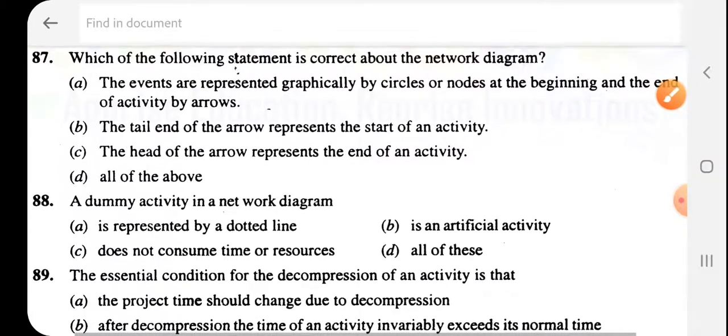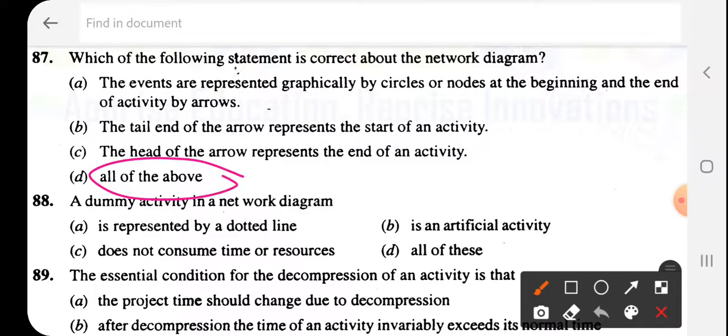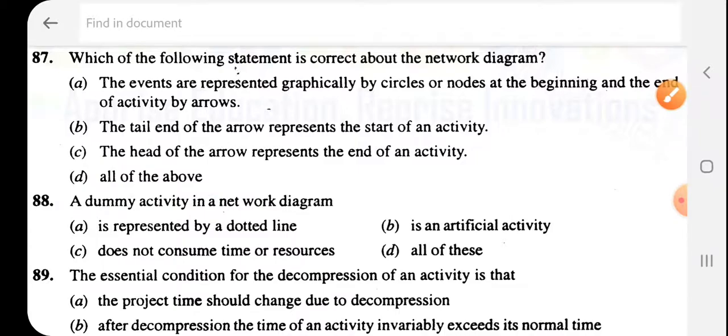Which of the following statements is correct about the network diagram? So this is D. The events are represented graphically by the circles or nodes at the beginning and the end of the activity by arrows, and the tail end of the arrow represents the start of an activity, the head of the arrow represents the end of the activity. This is, all of the above is correct.